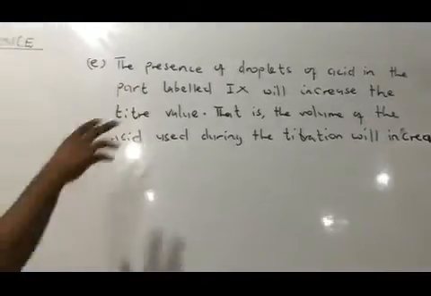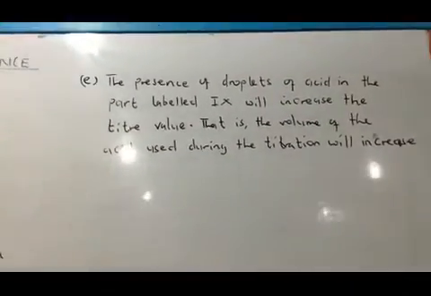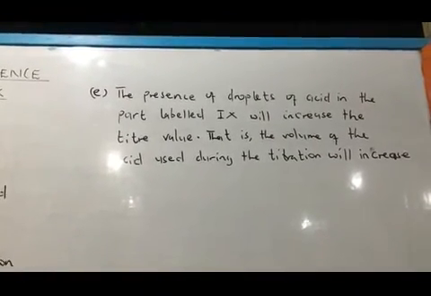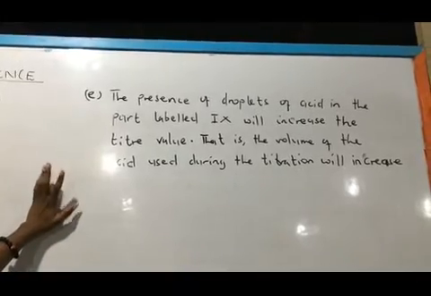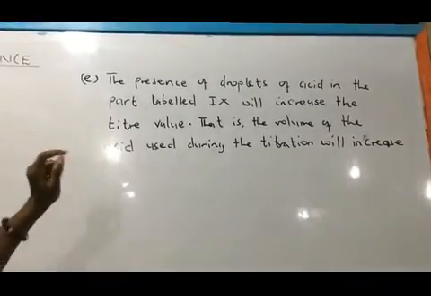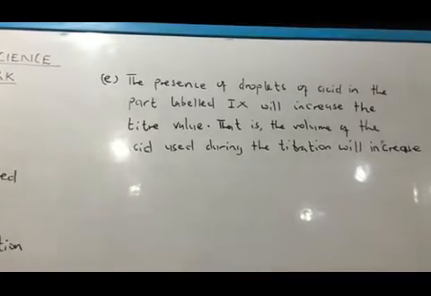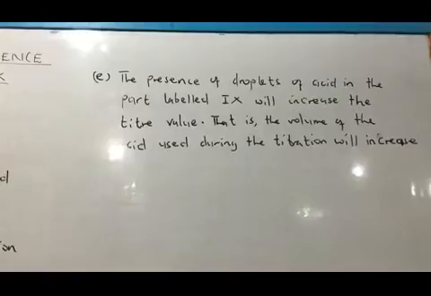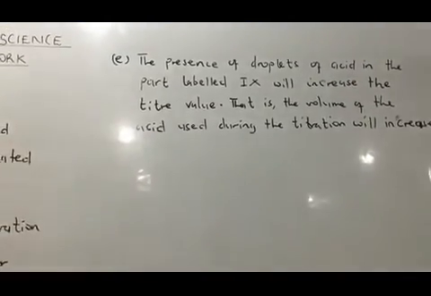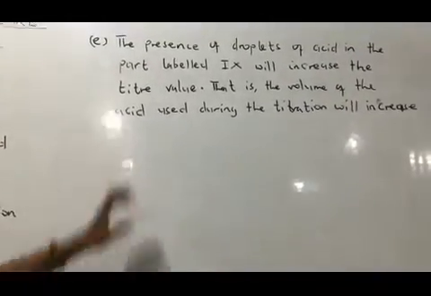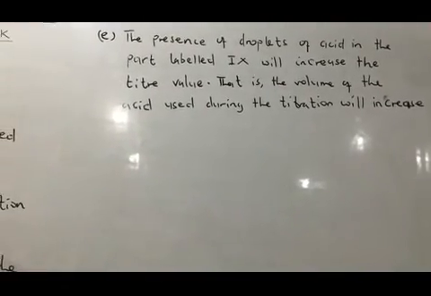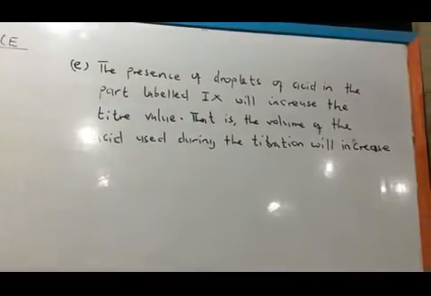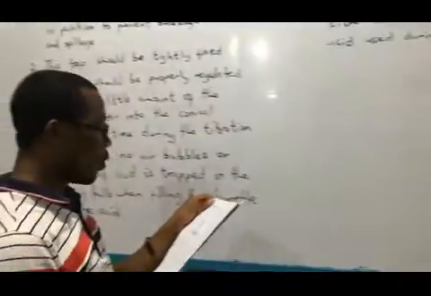So it is not just a droplet of acid. If air bubbles are also there, they affect the titer value. How does it affect the titer value? It increases it. So it will slightly increase the titer value. The titer value there is the volume of the solution in the burette, and the solution in the burette is the acid. So if the titer value is increased, it means that the volume of the acid used will increase. Okay, so this brings us to the end of question 21.